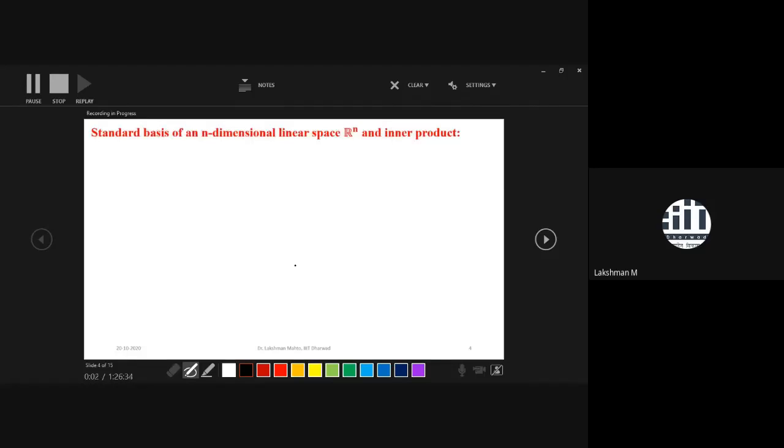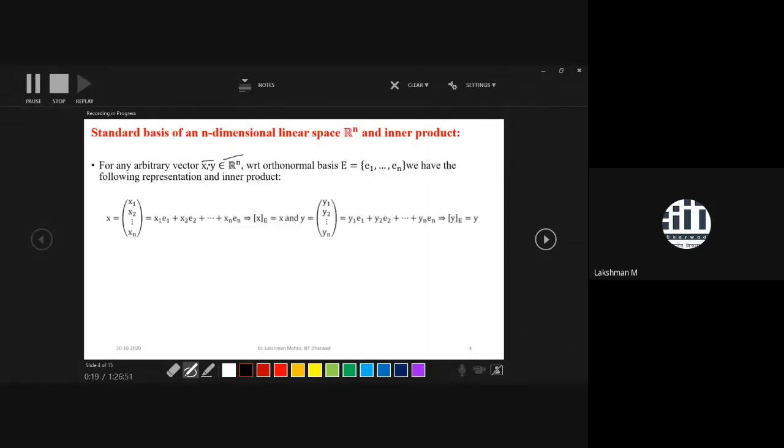So in last class we had already seen that with respect to a standard basis, where the basis elements are E1, E2 up to En in n-dimensional Euclidean space, and you are taking any two arbitrary vectors x and y, then we can represent x and y in terms of the basis elements. It happens that the coordinate vector of x with respect to a standard basis is the vector itself. Similarly, the coordinate vector of y with respect to a standard basis is y itself. So this is the scenario of a standard basis.